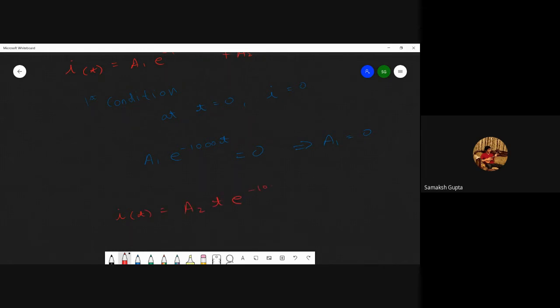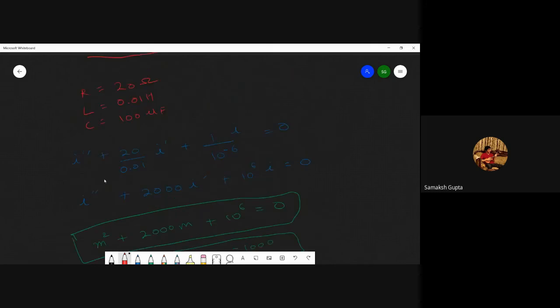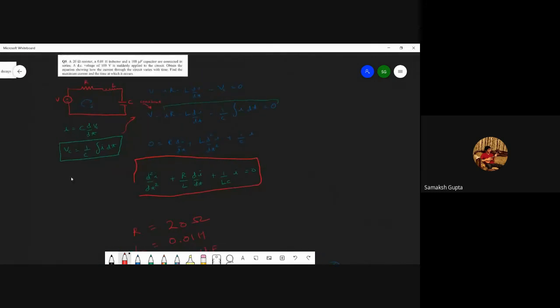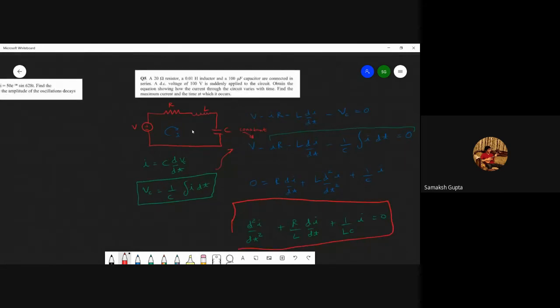Now how do we find this A2 term? Okay, so I'll go to the figure once. Now see. In this figure, just after the switch has been closed, what will be the current in the circuit? It will be 0, right? The current will be 0 because current across the inductor does not change instantaneously. So this means that i(0+) is also 0.